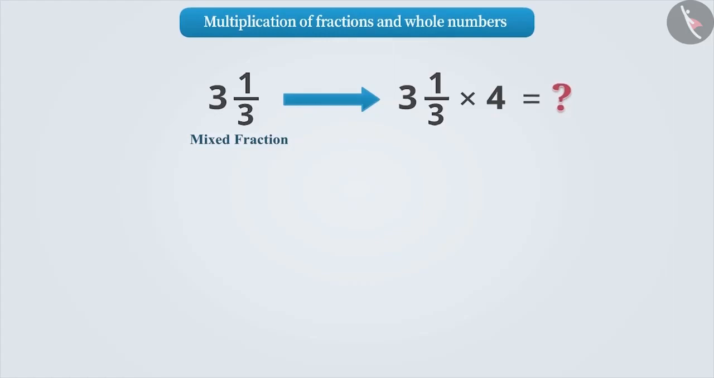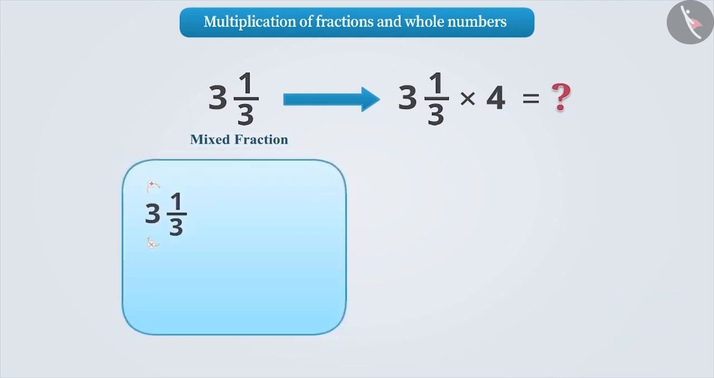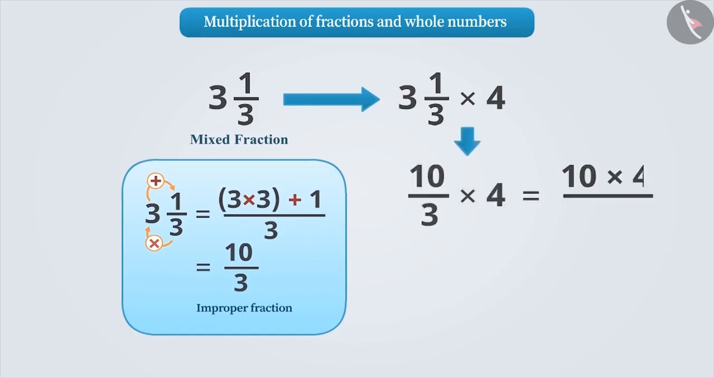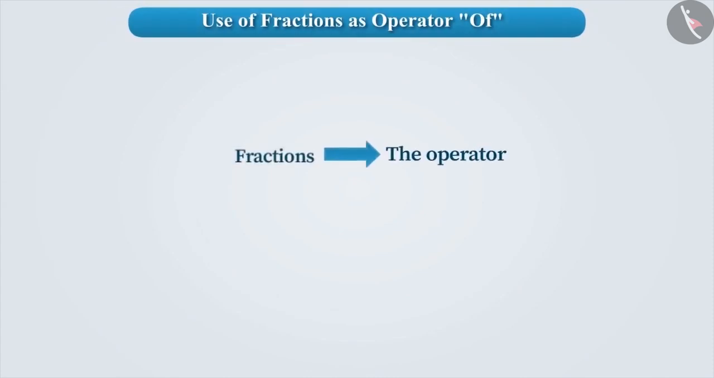Think about it. Let me explain it for you. For this, we will have to first convert the mixed fraction into an improper fraction and then multiply its numerator by the whole number and keep the denominator the same. Fractions are also used in the form of the operator of.